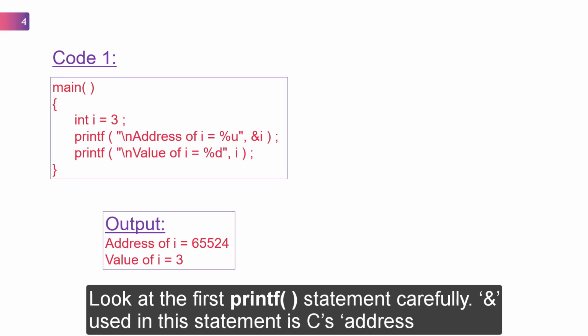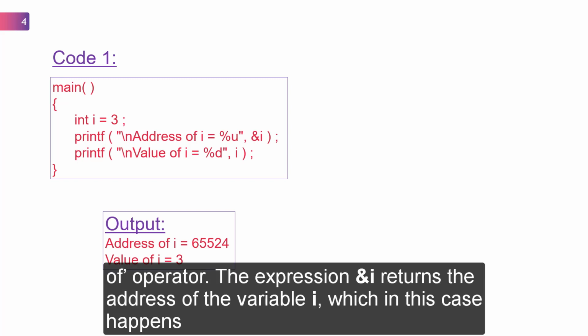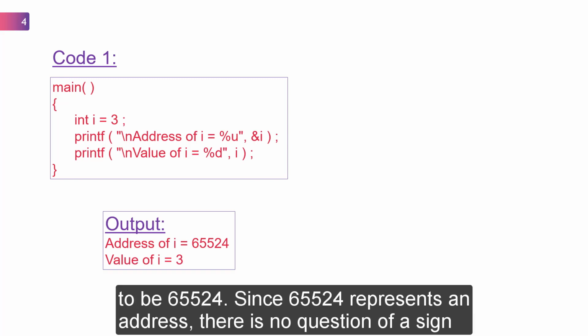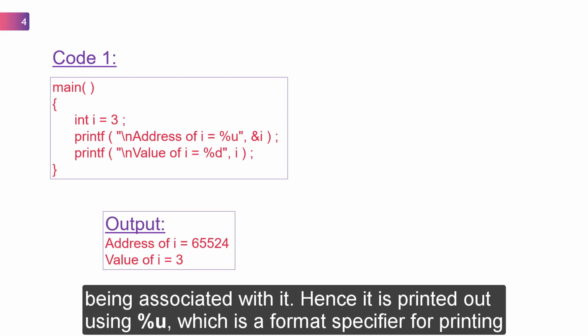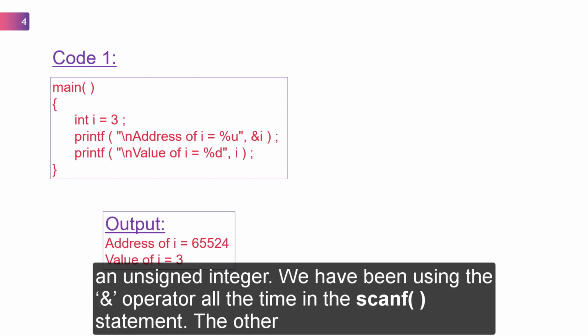The ampersand used in the statement is C's address of operator. The expression &i returns the address of the variable i, which in this case happens to be 65524. Since the number 65524 represents an address, there is no question of a sign being associated with it. Hence it is printed out using %u, which is a format specifier for printing an unsigned integer. We have been using the ampersand operator all the time in the scanf statement.